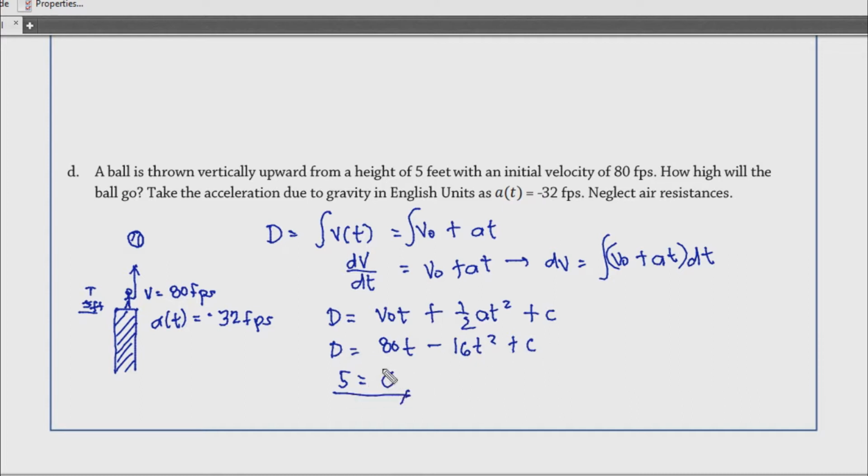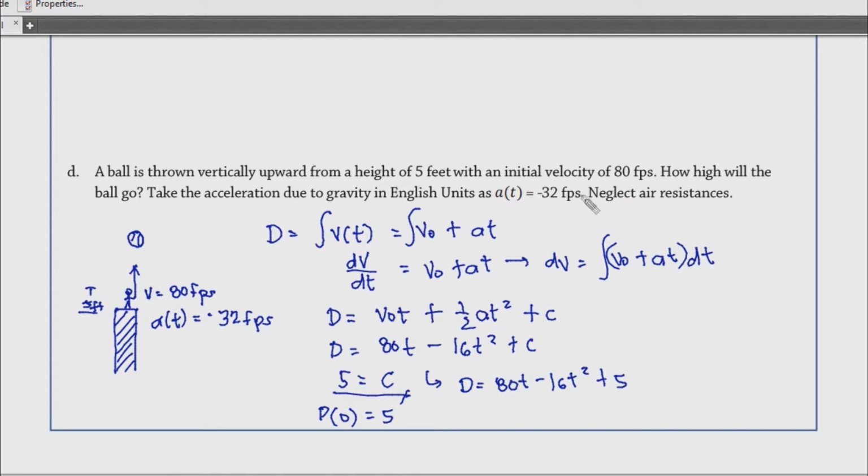So, remember, ito yung ating value ng ating c kasi initially we have 5 feet. So, we have d of 0 is equal to 5 feet. So, meron na tayong c. So, we can just rewrite the particular solution for the distance, that is 80t minus 16t squared plus 5 feet.